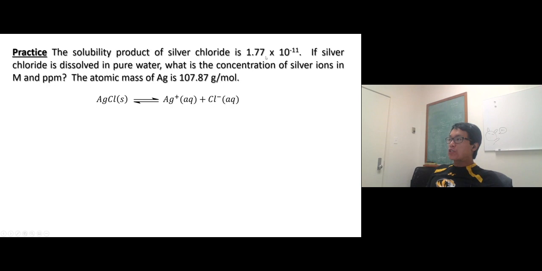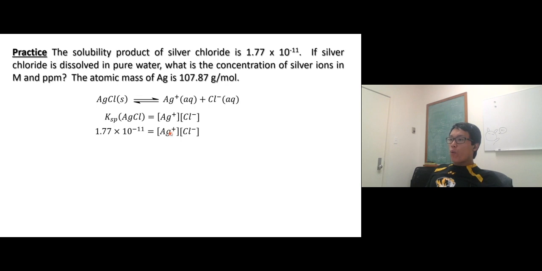The solubility product of silver chloride is really small, 10 to the negative 11, even worse than barium sulfate. If silver chloride is dissolved in pure water, what is the concentration of silver ions in molarity and in ppm? Ksp can be expressed as the concentration of silver ion times the concentration of chloride ion, and the Ksp is that number right there. So we want to know the concentration of silver ion. That's what we want to find.